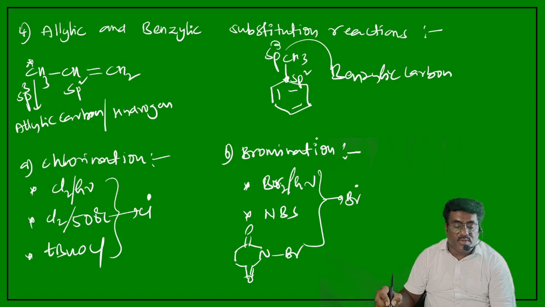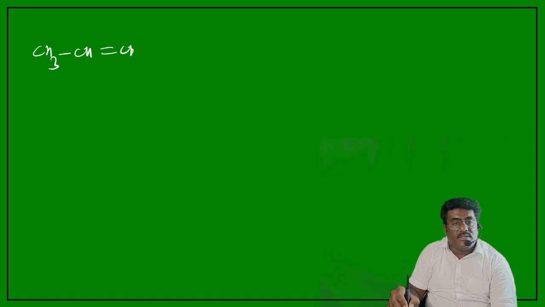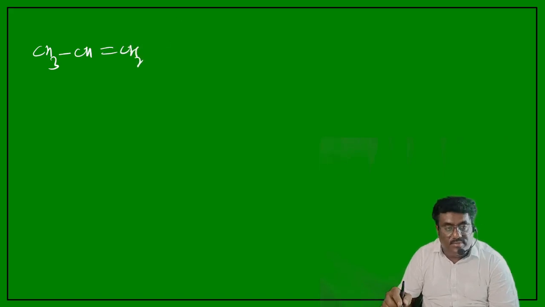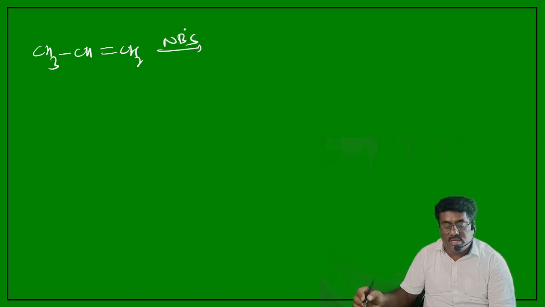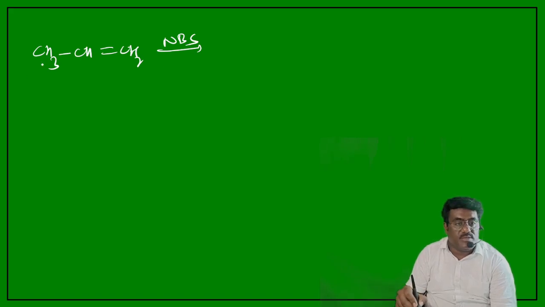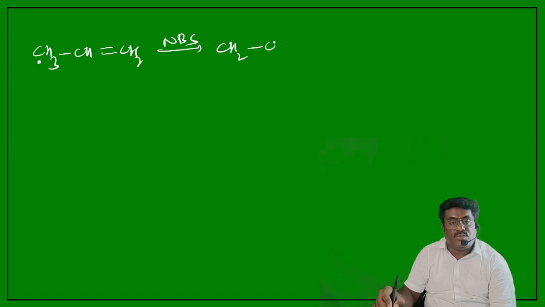Have a look at an example. If I am taking propene, CH3CH=CH2, in presence of NBS, N-bromosuccinimide, what is the property? The allylic carbon's hydrogen is replaced by bromine free radical. It gives CH2(Br)CH=CH2, bromine attacked over here.